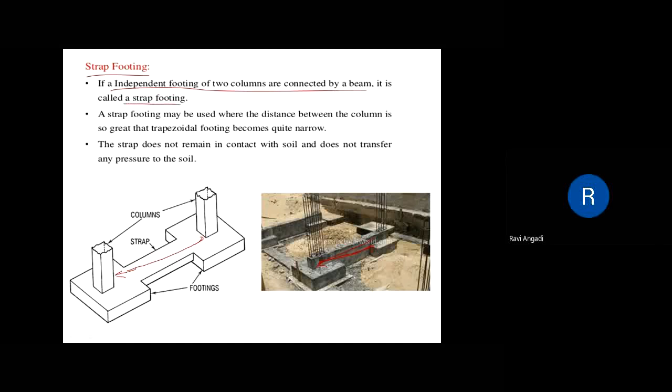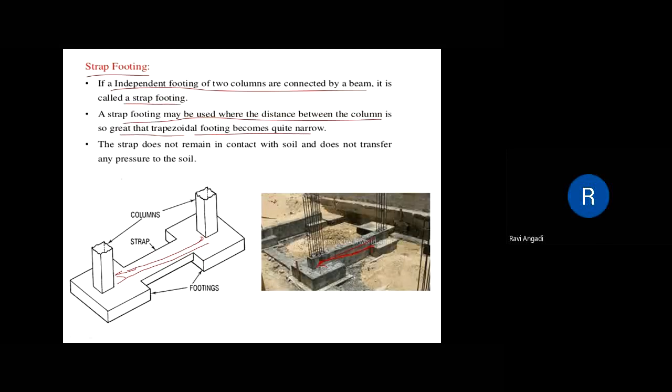Okay, a strap footing may be used where the distance between the columns is so great that a trapezoidal footing becomes quite narrow, where you cannot provide a trapezoidal footing. Even if you want to provide a trapezoidal footing as a combined footing, it will become very narrow. In that case, you just provide a strap beam and connect these two. That type of footing we call a strap type of footing.